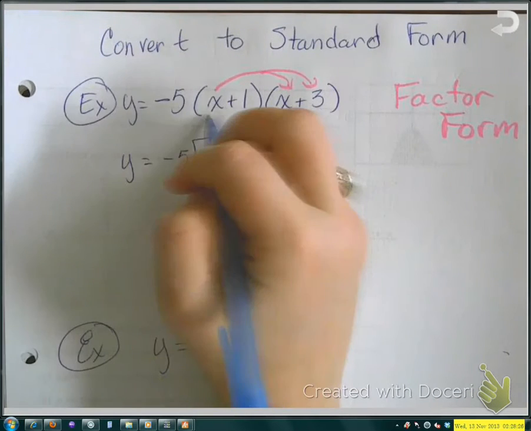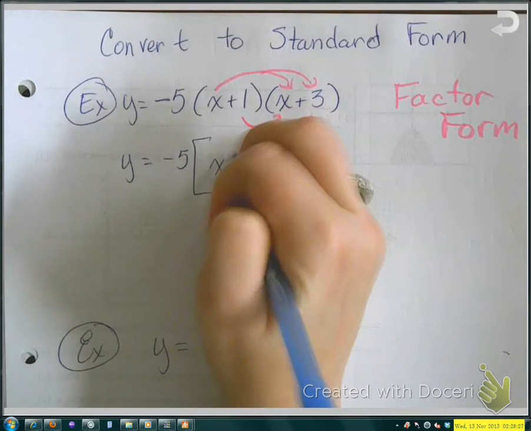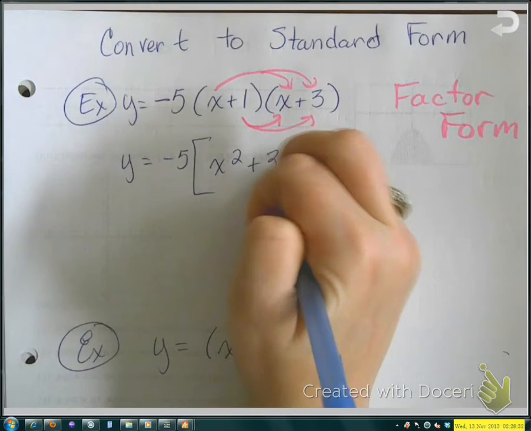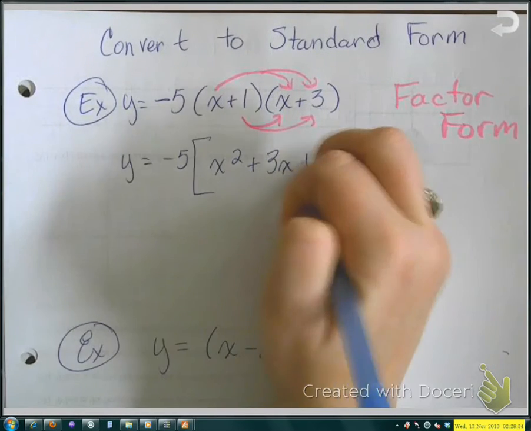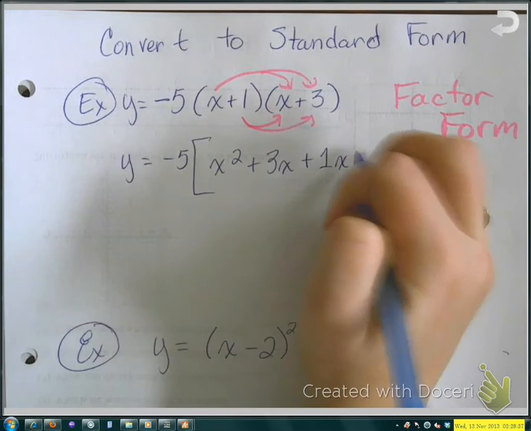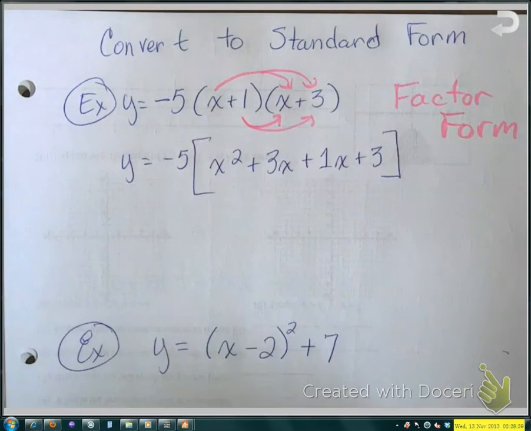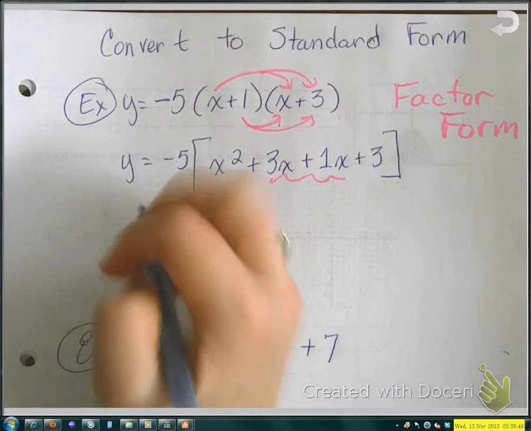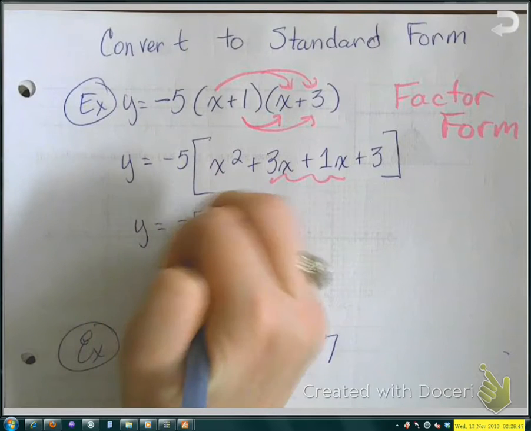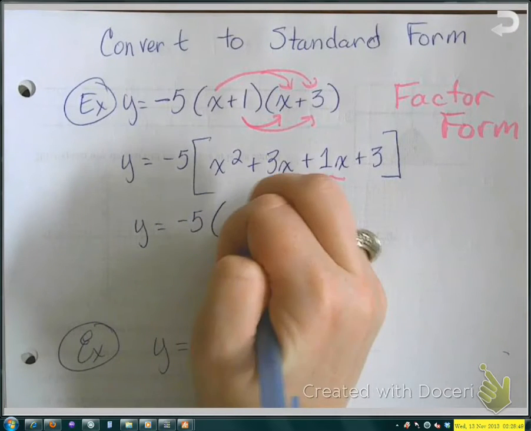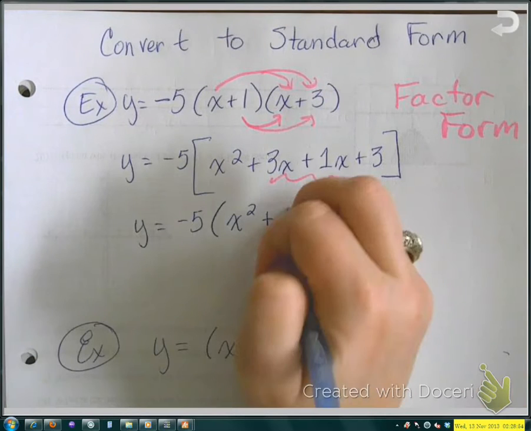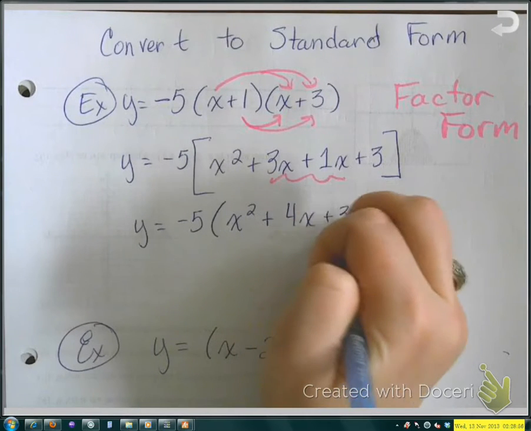Okay, so x times x gives me x squared. And then I have x times 3, 3x, 1 times x, which is 1x, and then 1 times 3. Easy enough. Now we need to combine our like terms. So we'll go through and combine our like terms. And I can change that big ugly bracket to a parenthesis because I really don't need that bracket. And 3 plus 1 is 4. So I get 4x plus 3.